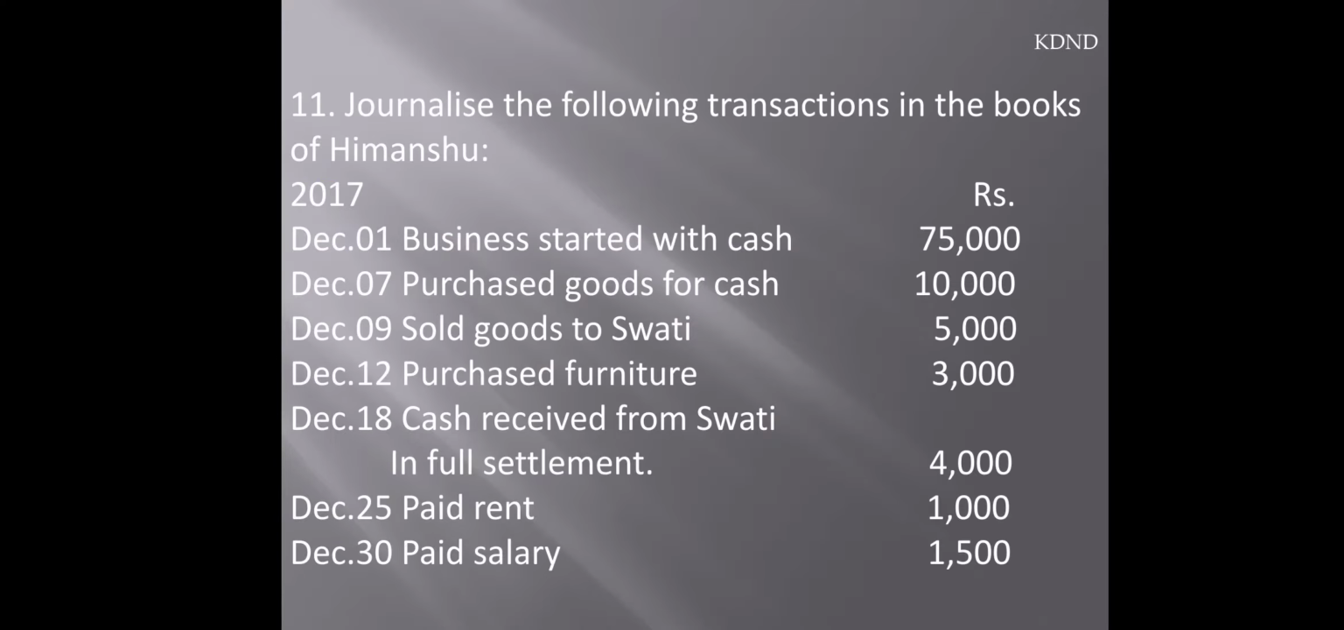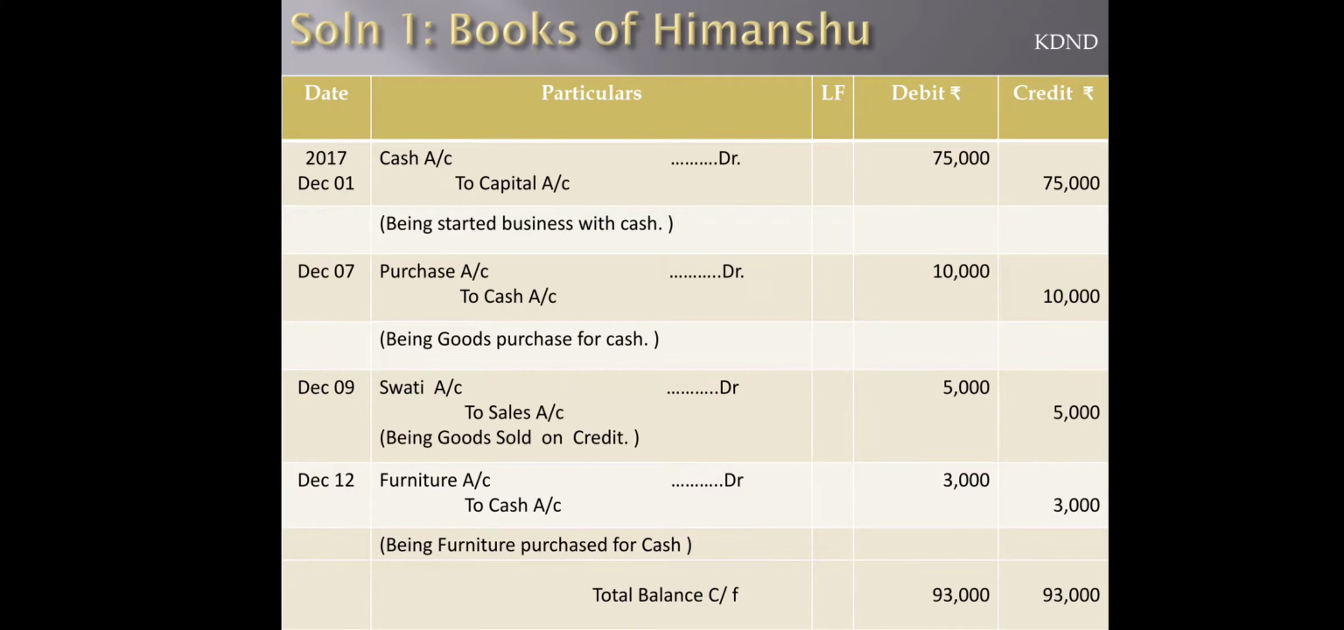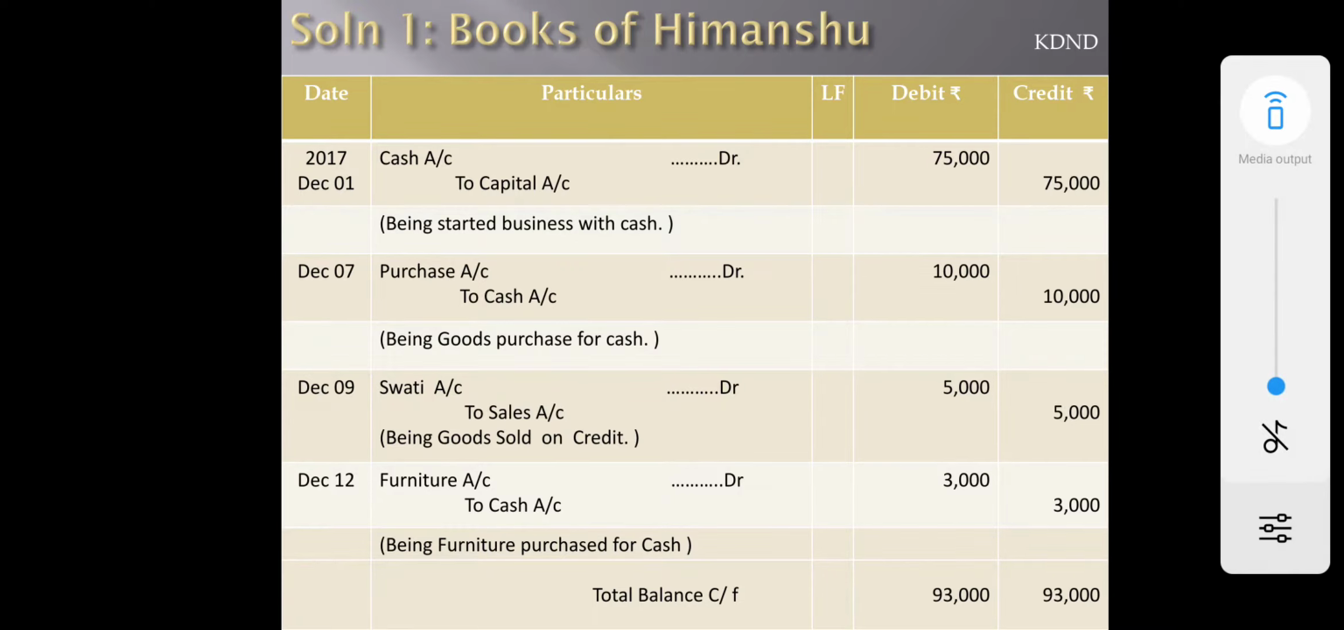Journalize the following transaction in books of Himanshu. Business started with cash 75,000. So first of all, when you have to journalize, we have to first draw the format of the journal entries. The journal entries format is as under. You have to write down in the title books of Himanshu, date, then particulars, ledger folio, debit rupees, credit rupees, and then you can start with your sum.